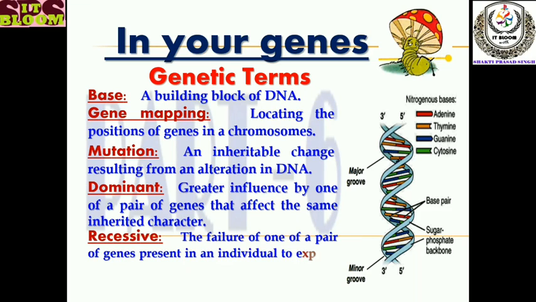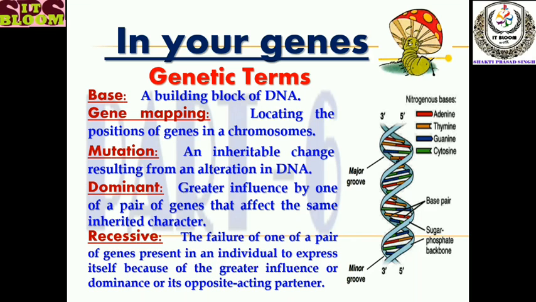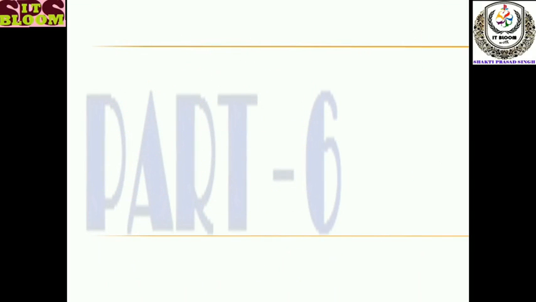Recessive. The failure of one of a pair of genes present in an individual to express itself because of the greater influence or dominance of its opposite acting partner. Definitely one will be dominant and the second one is recessive, and the recessive character will be suppressed by the dominant. Okay, move further.